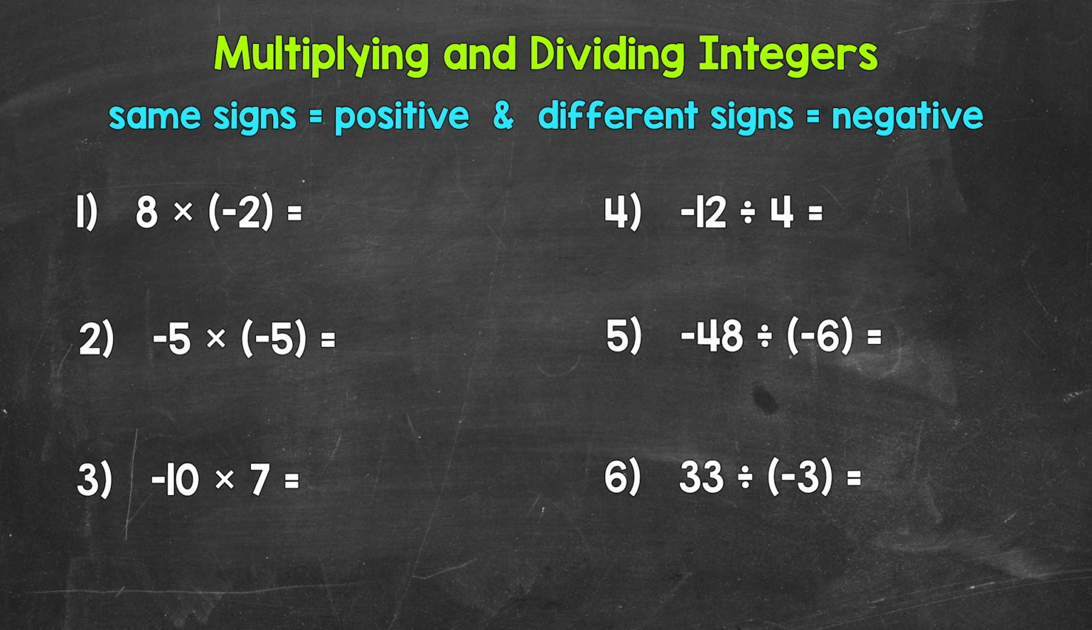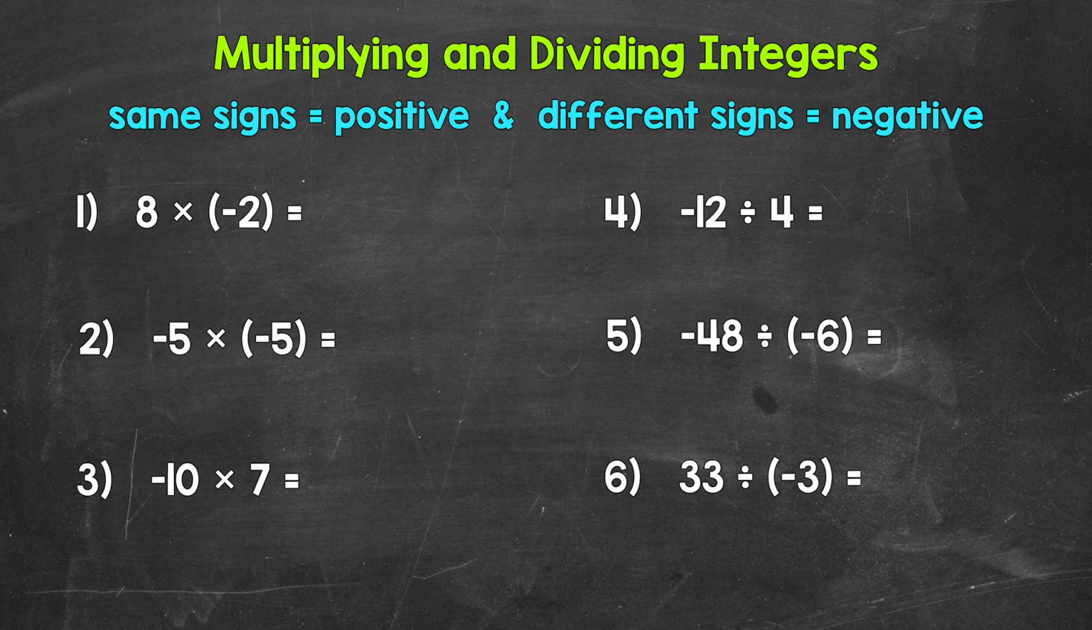Now, when it comes to multiplying and dividing integers, we need to keep two things in mind. If the problem has two integers with the same signs, our answer will be positive. If a problem has two integers with different signs, our answer will be negative.